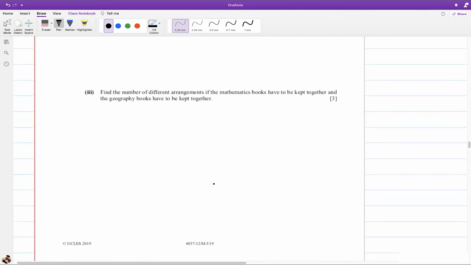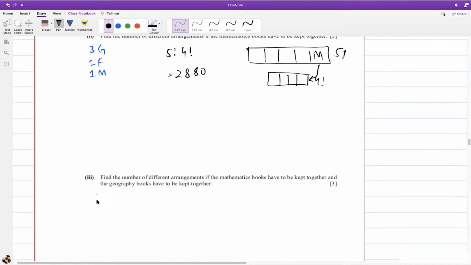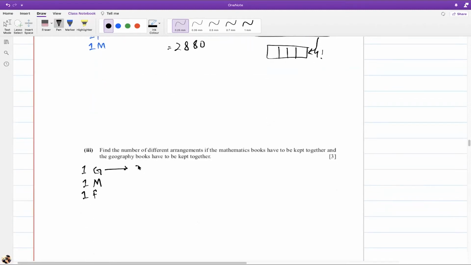Find the number of different arrangements if the maths books have to be kept together and geography books have to be kept together. So now what we have here is basically a geography section, a math section, and a French book. In the geography section, you have 3 books, so that's 3 factorial inside it. In the math section, you have 4 books, so 4 factorial inside it. And within these 3, you can just jumble them up any way you want. So it's 3 factorial, 3 factorial, 4 factorial.